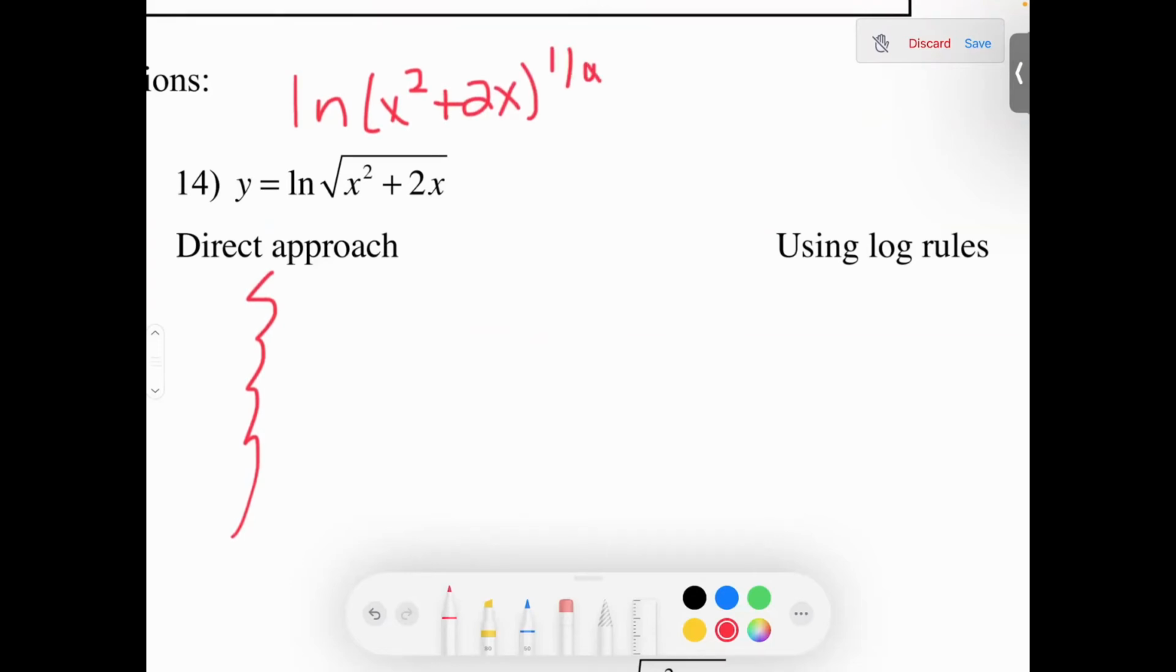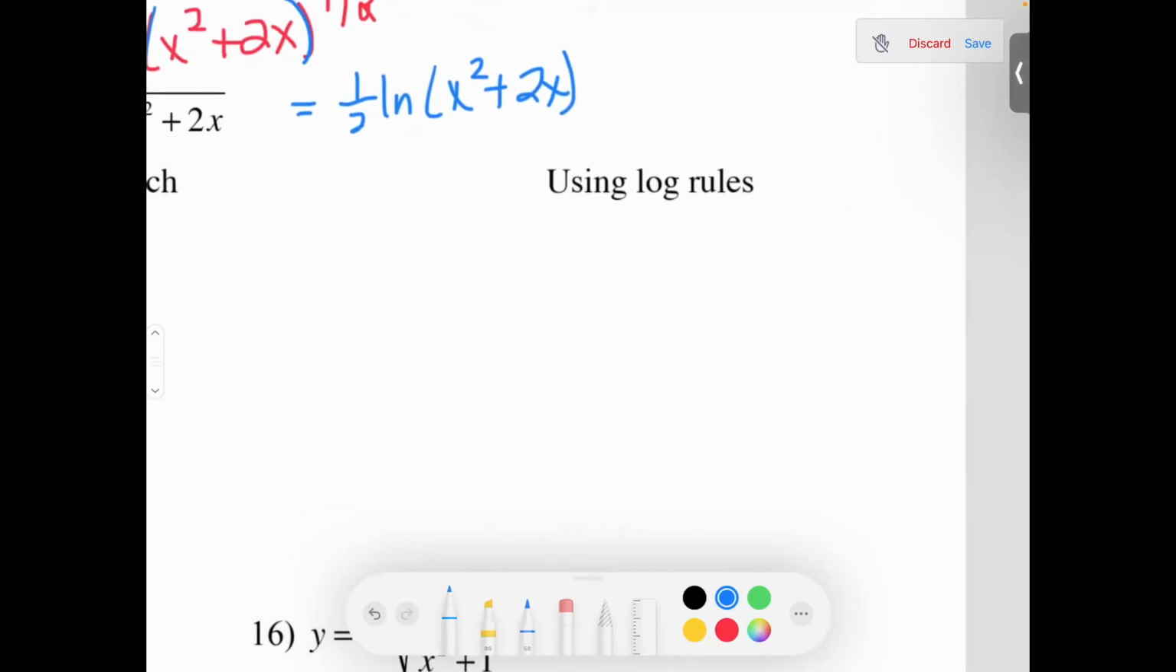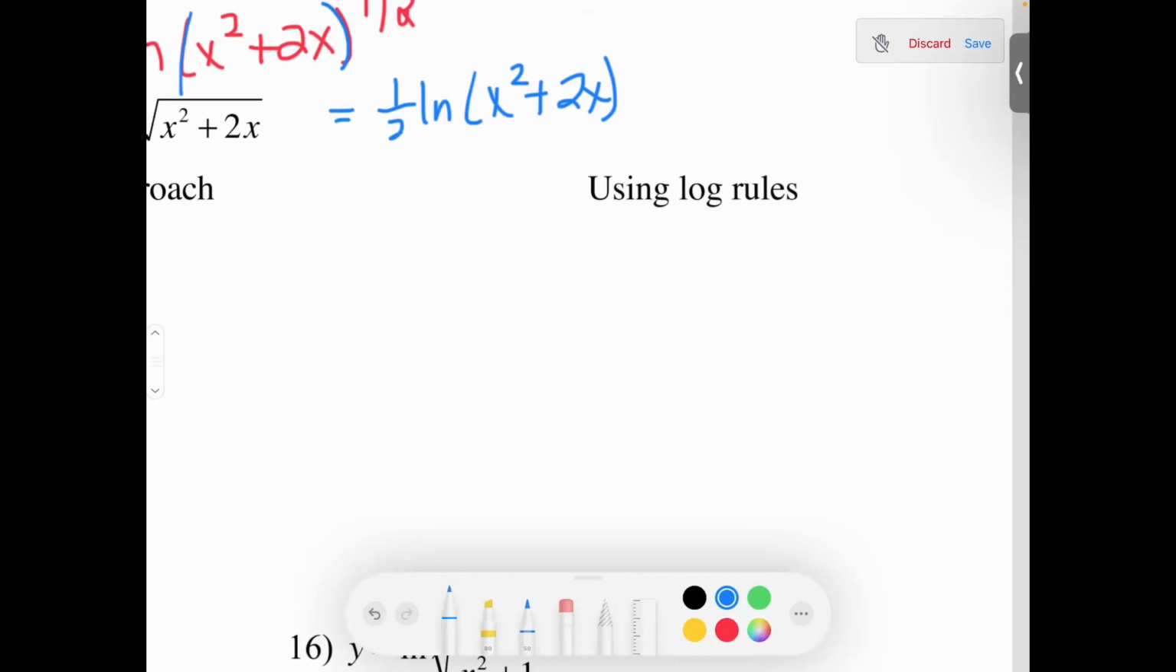Number 14, we can rewrite this as ln of x squared plus 2x, and that is being raised to the 1/2 power. There's a property of our logs that says if we have this part of the log being raised to a power, it's equivalent to multiplying by that in front. So this is actually equal to 1/2 times ln of x squared plus 2x. And now taking the derivative, using those log rules, by rearranging it that way, it's going to be much easier than the direct approach.